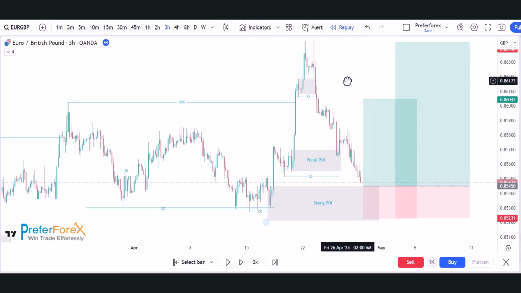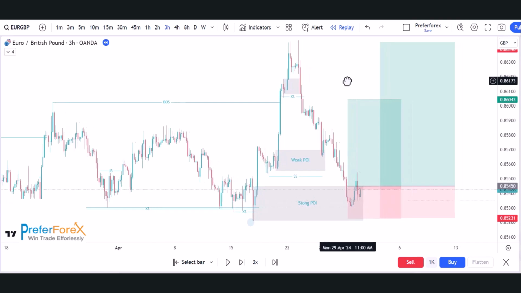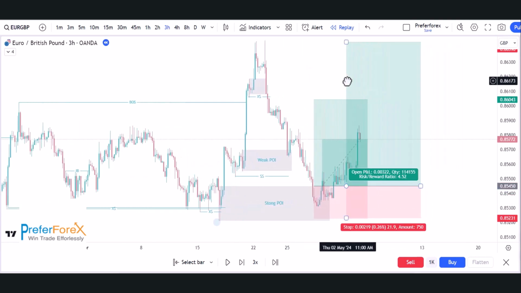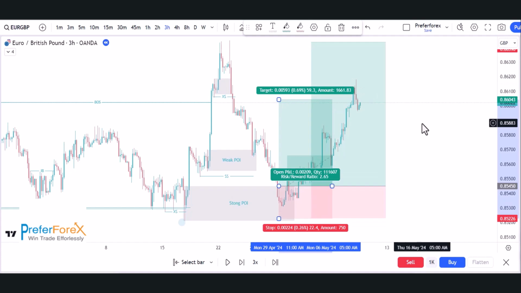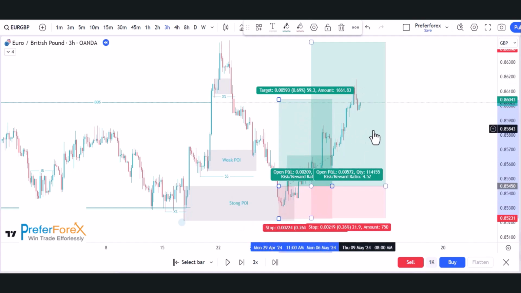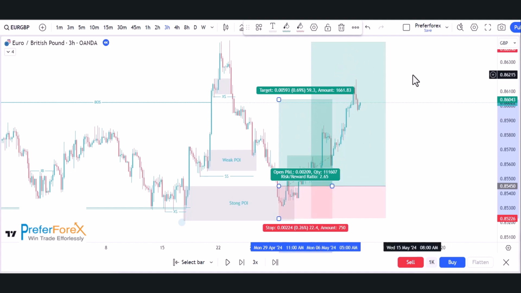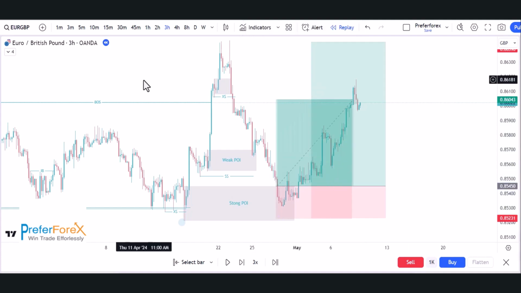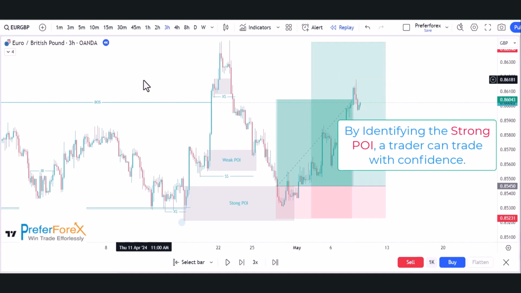Let's see what's next. The price crosses the entry point, then it reaches the first target and continues to the final target. The risk reward is 2:1 on the first target. That means your reward is double the stop loss. Now, can you understand why it is crucial to measure the strength of POI?